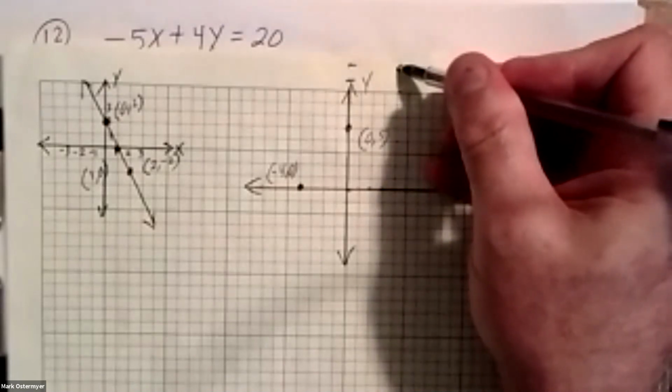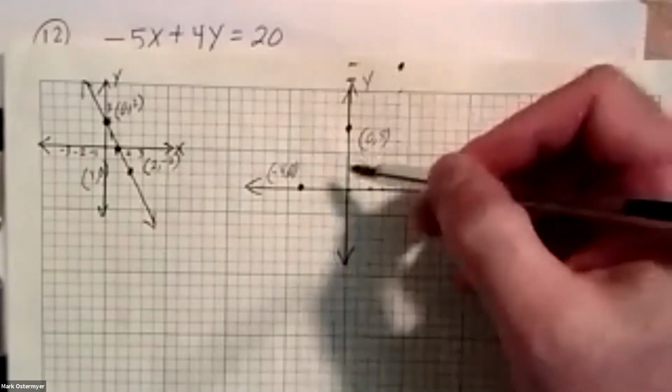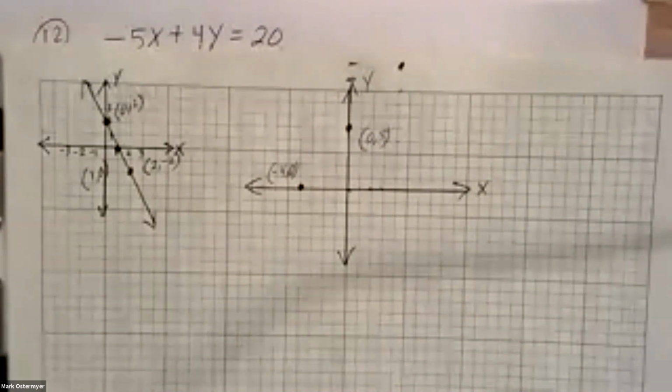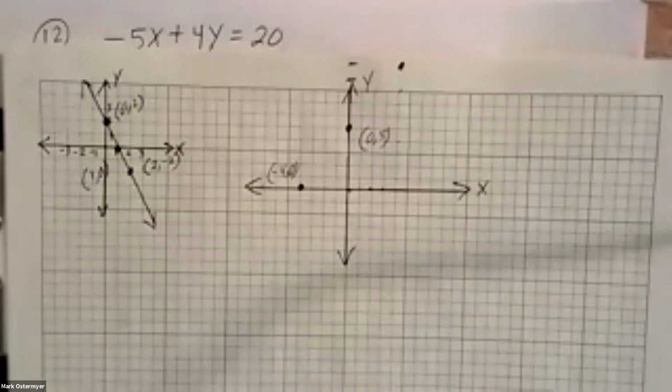Does it look like these points are collinear points? Does it look like they lie on a line? Kind of looks like it, doesn't it? So we're going to take a ruler out. What do we do now? Take a ruler and do what?